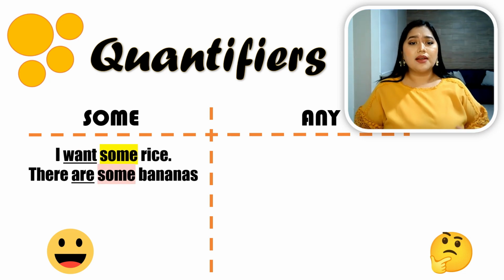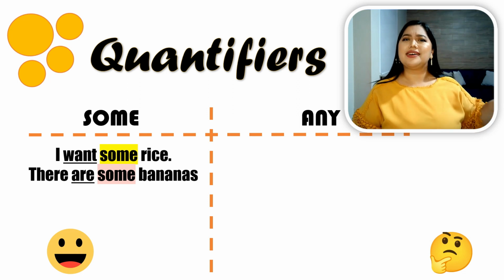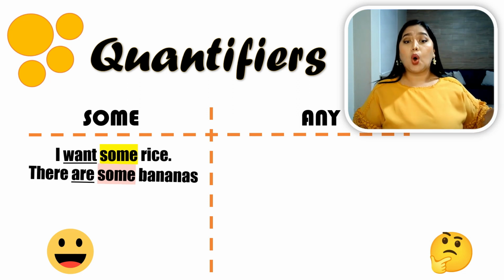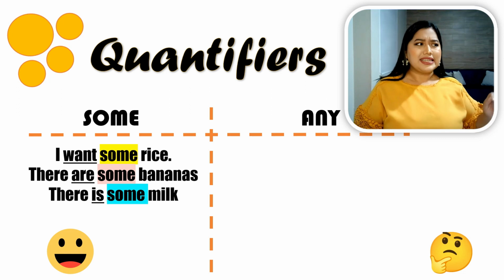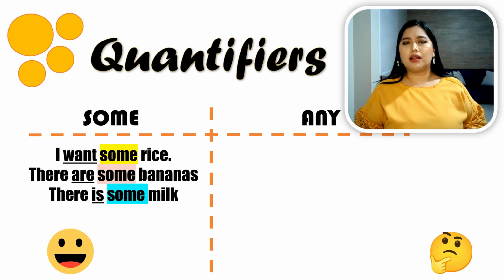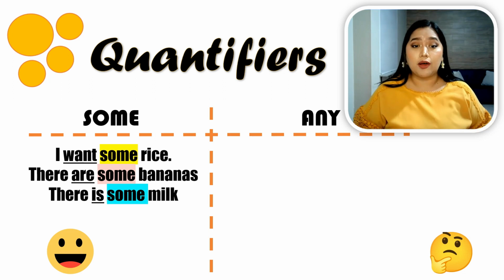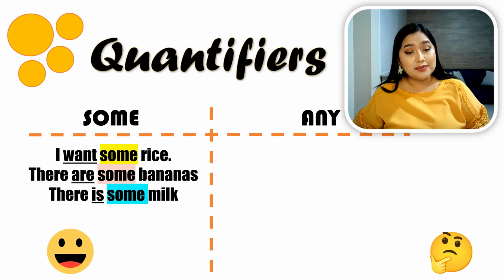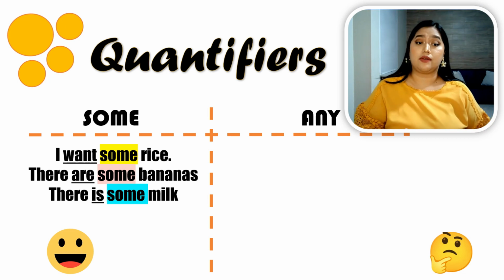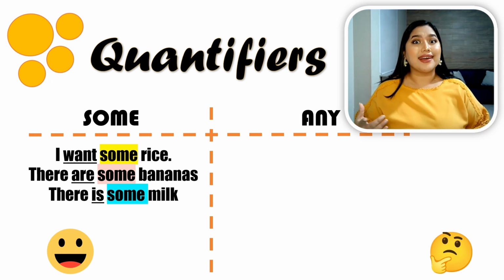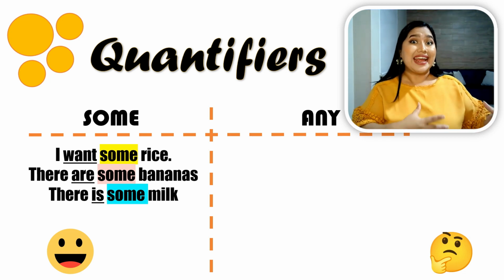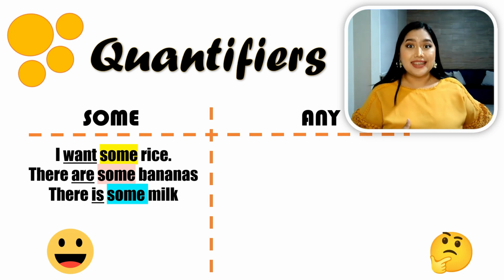Or maybe there are some bananas. Yes, there are some bananas. Or why not? There is some milk. Can you see? Here we use some for countable nouns and uncountable nouns. I want some rice. Rice is an uncountable noun. There are some bananas. Bananas is a countable noun.